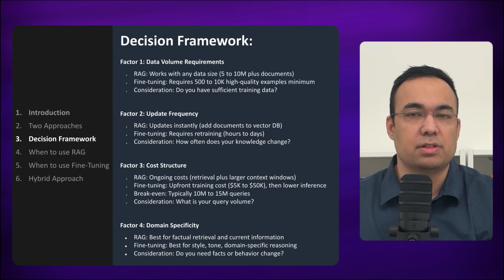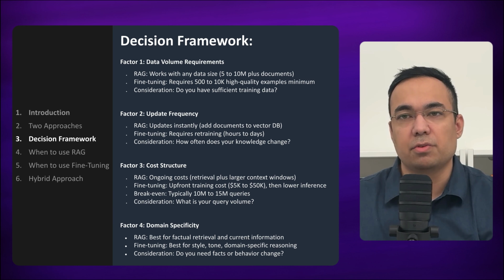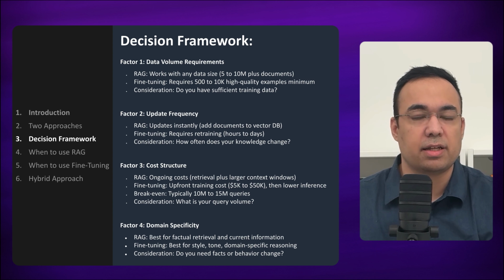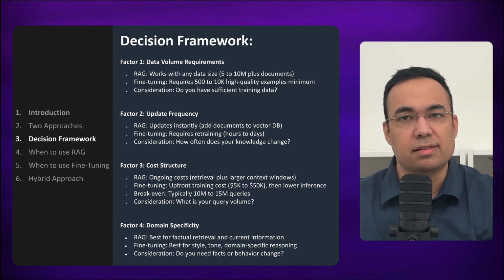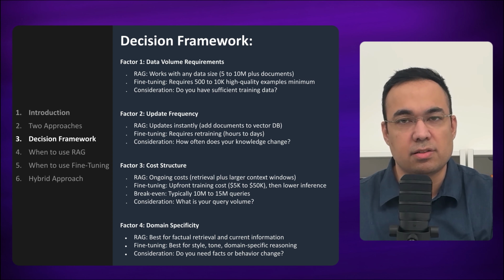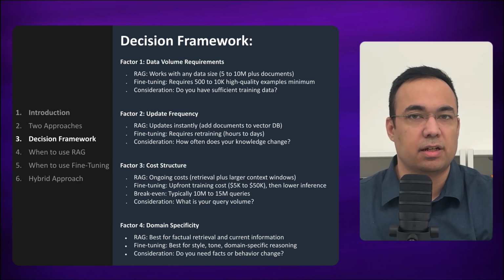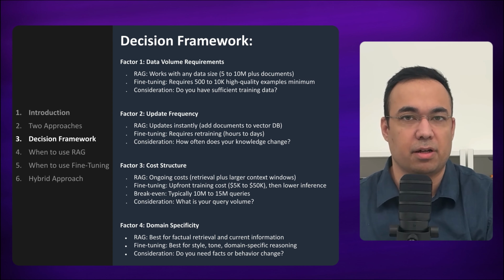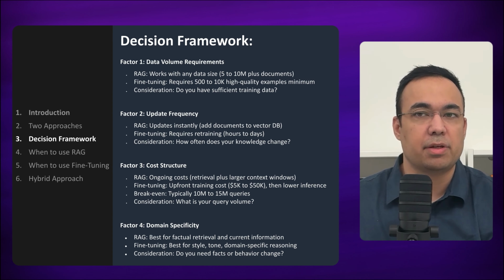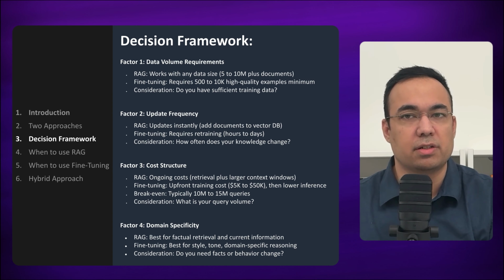The fourth factor to consider is the domain specificity and what you're actually trying to achieve. RAG works best for your factual retrieval tasks and accessing current information. It excels when you need to cite sources or when answers require looking up specific documents. Fine-tuning works best for changing style, tone, and domain-specific reasoning patterns. It excels when you need consistent behavior or when you want the model to internalize domain convention.